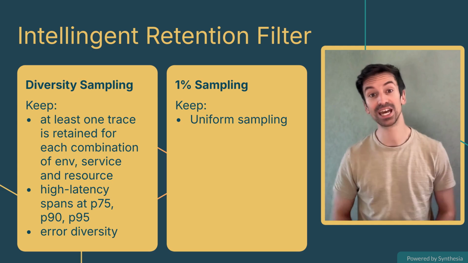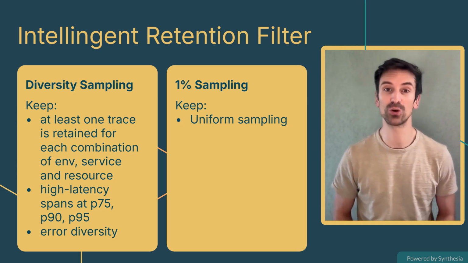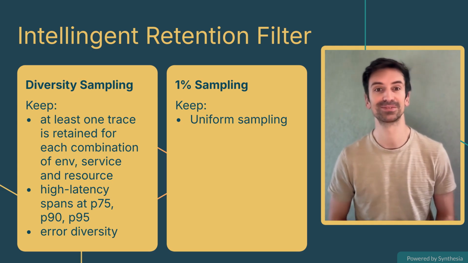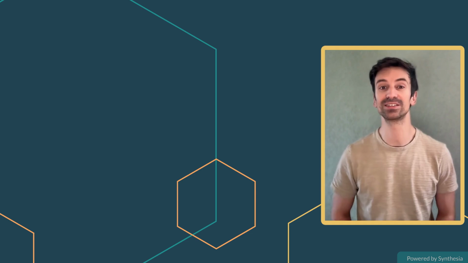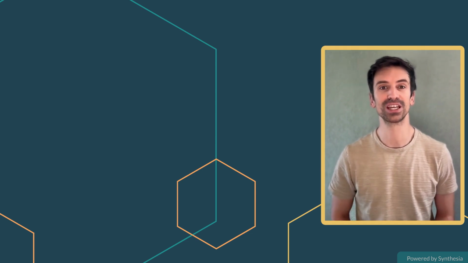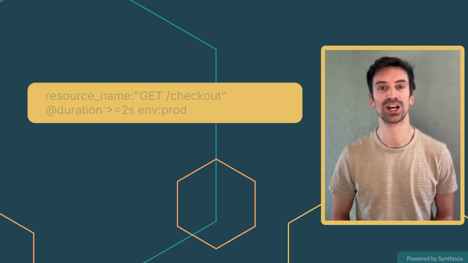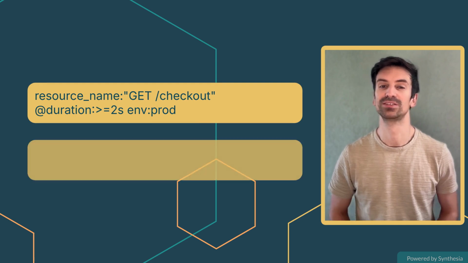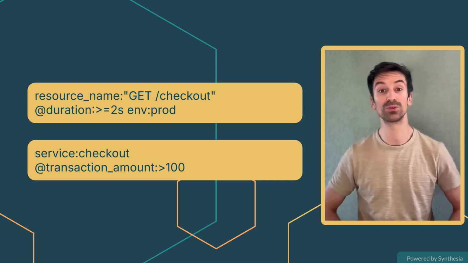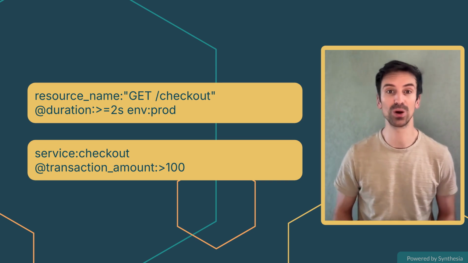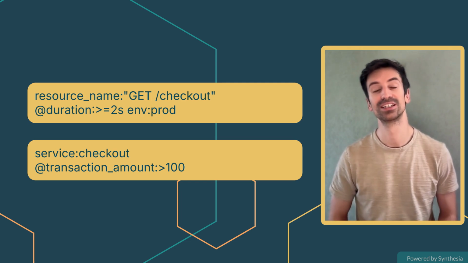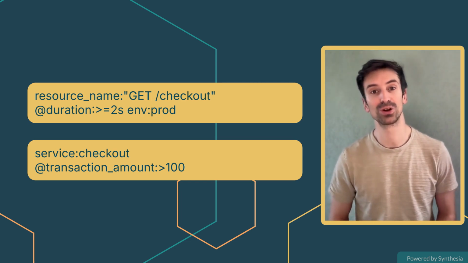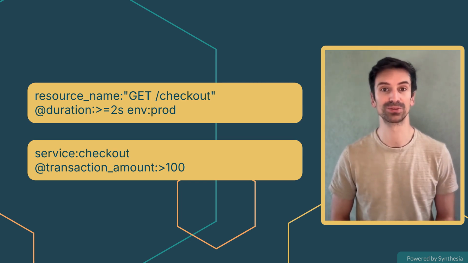Spans indexed by intelligent retention don't count against your bill. That's free visibility. Want full visibility into those high-stakes traces? Use custom filters. Define queries like all checkout spans above 2 seconds in production, credit card transactions above $100. One important thing to note is that when an indexed span is clicked in Trace Explorer, you get the entire trace context, even if only a span is actually indexed and searchable.